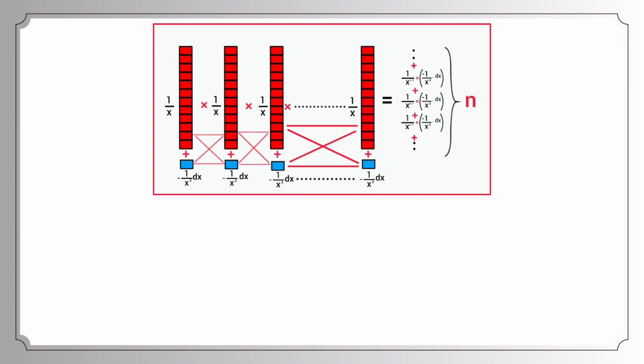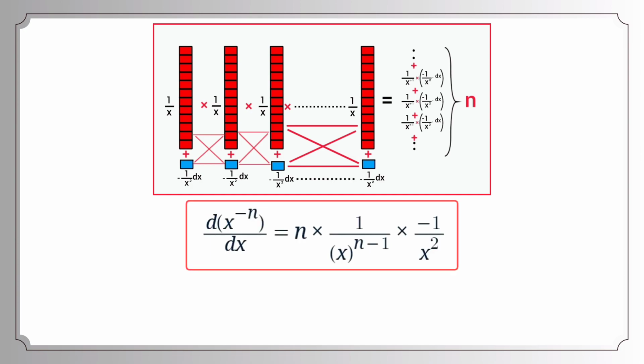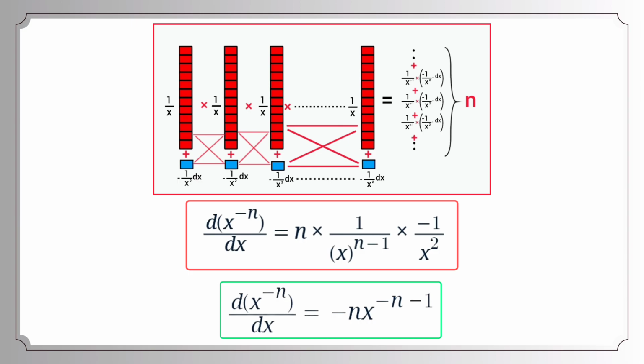Then we would have the change in the function. All we need to do is to take the ratio of the change in the function to the change in the independent variable x. This will give us the final derivative for the function x to the power n when n is negative.